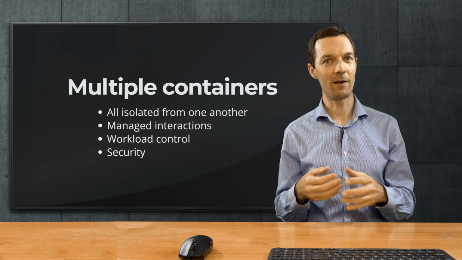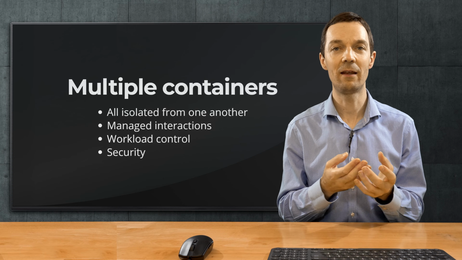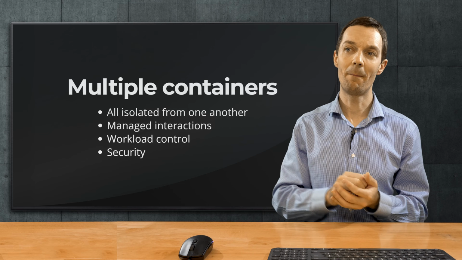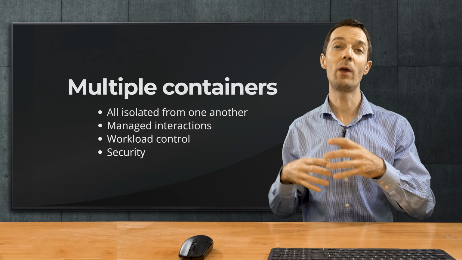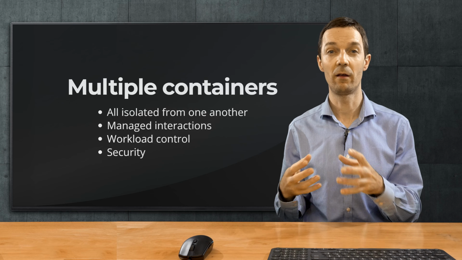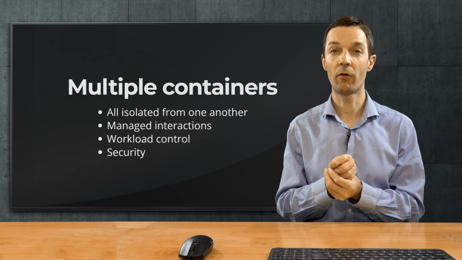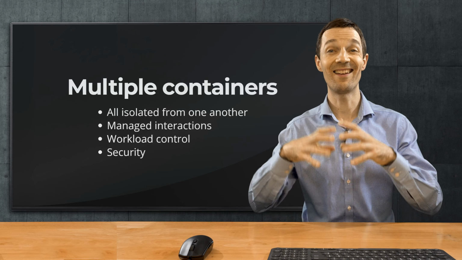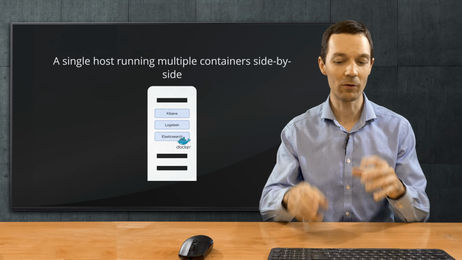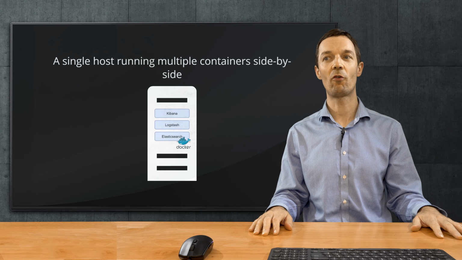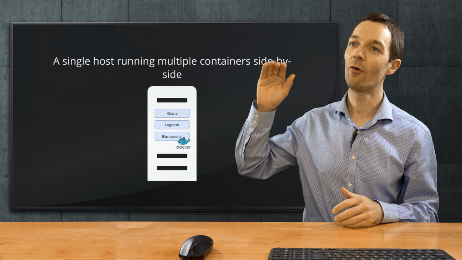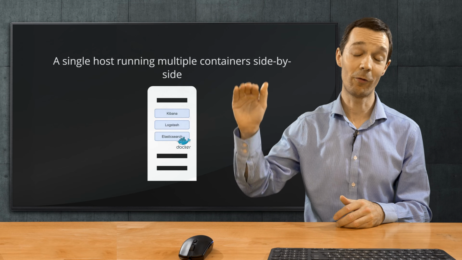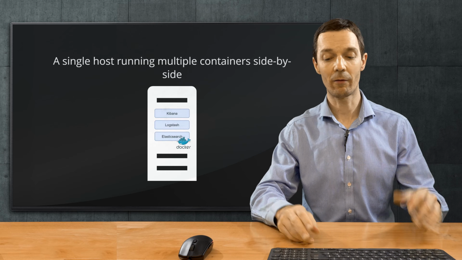We can have multiple containers. So on a single host, we can have many containers running side by side. They're all isolated from one another. The interactions between them are managed, and so we can control the way workloads are distributed within that server. We can also control exactly which of those containers can talk to the others, and that helps us provide another layer of security, this sort of onion model of security that gives us a greater sense of control. This is a diagram that shows a single host running multiple containers. We can see we've got Kibana, Logstash, and Elasticsearch as part of the Elk stack.